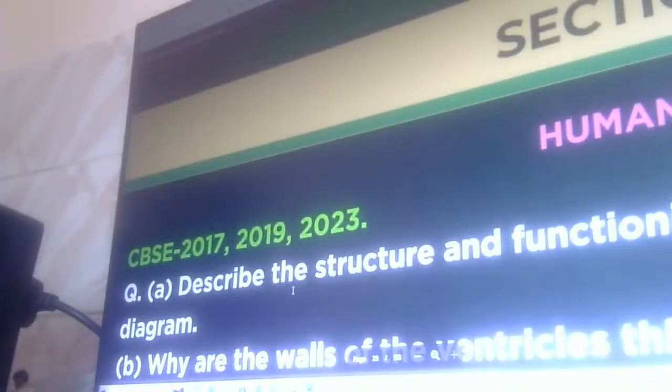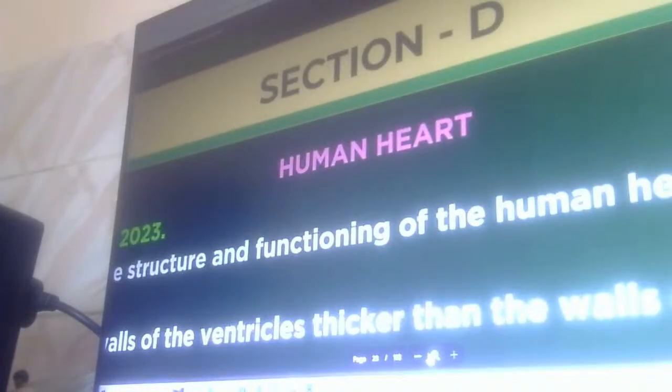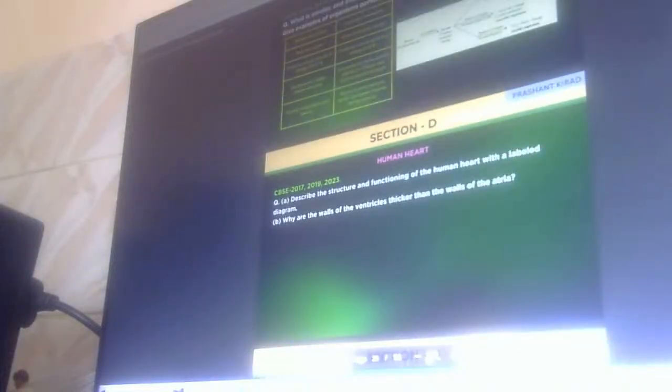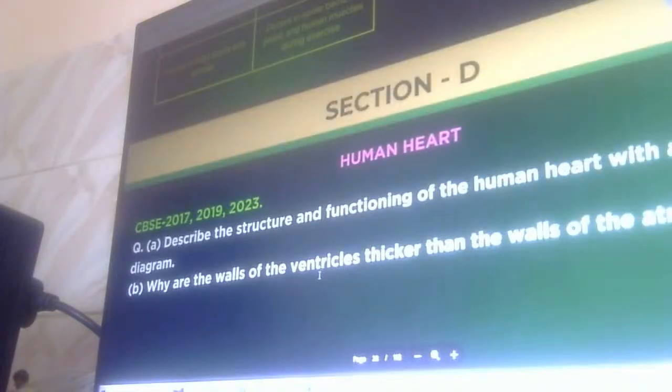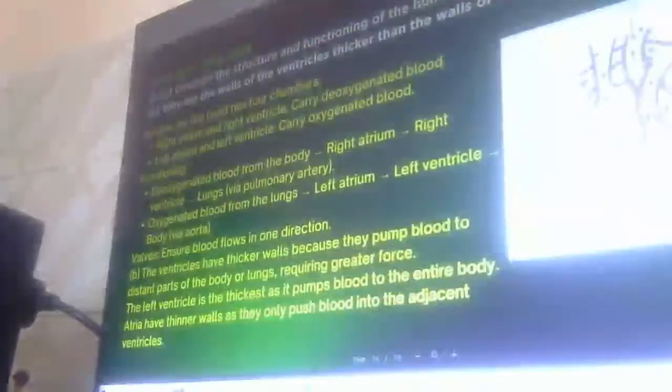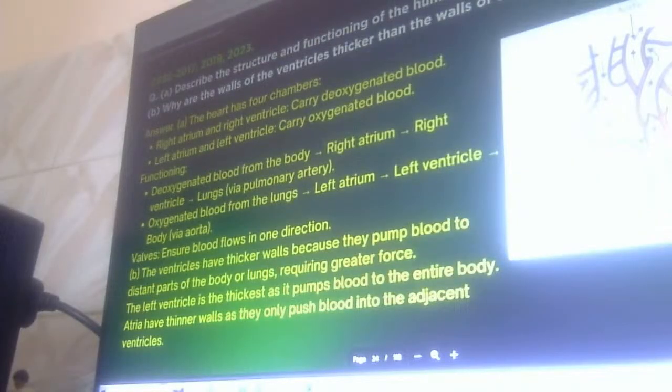Section D, human heart. Oof. Describe the structure and function of the human heart with a labelled diagram. You have to draw the heart. The walls of the ventricles are thicker than the walls of the atria. I know that, but the heart diagram? Do not give me this in my question paper. I don't want this question. The walls of ventricles are thicker than walls of atria, that's fine. But the diagram, no. If I can draw a square diagram, I'm fine, but this way I'm not fine.